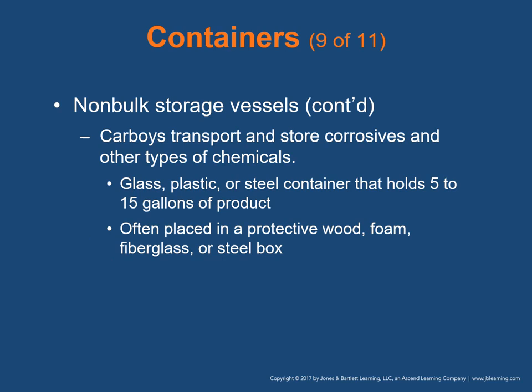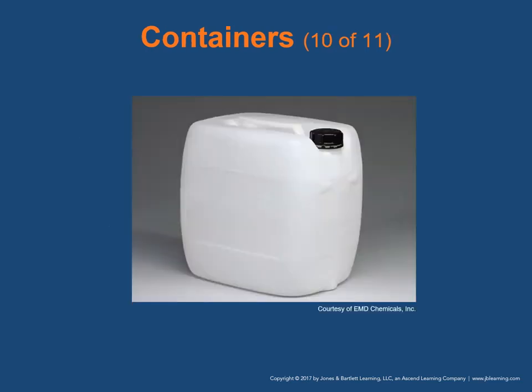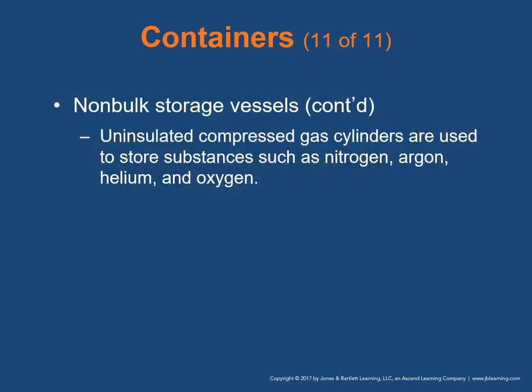Carboys transport and store corrosives and other types of chemicals. They are a glass, plastic, or steel container that holds 5 to 15 gallons of a product. Glass carboys are often placed in protective wood, foam, fiberglass, or steel box to help prevent breakage. This is an example of a carboy. Then you have cylinders. These are uninsulated compressed gas cylinders that are used to store substances such as nitrogen, argon, helium, and oxygen. So they're going to look like the oxygen bottles in your ambulance.